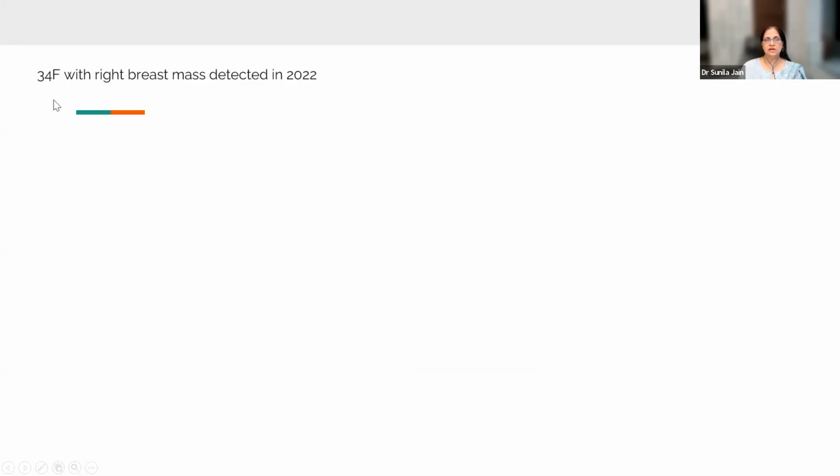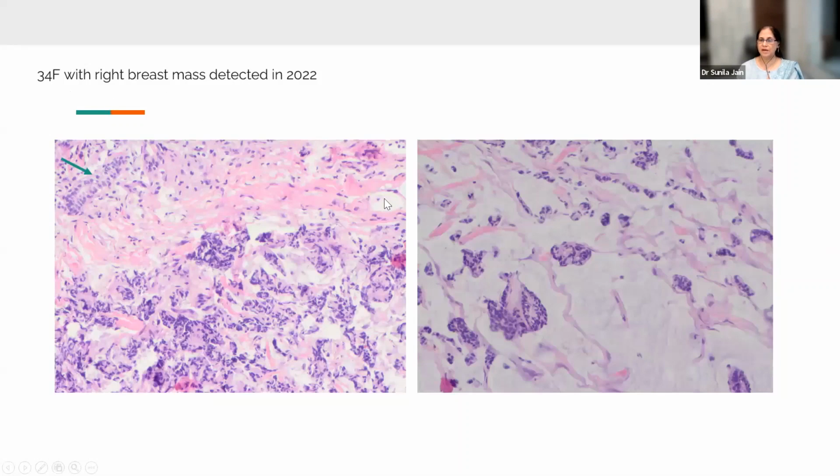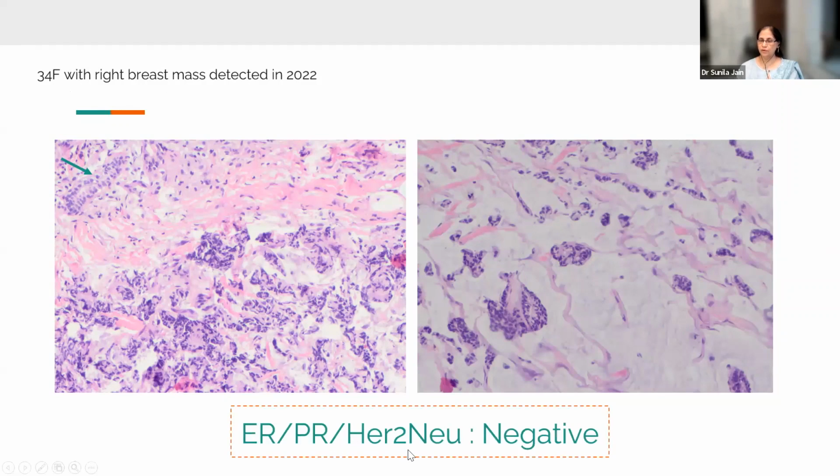Another case is a 34-year-old female from whom we received a breast mass biopsy in 2022. In this biopsy, we can see a cellular tumor, and this is a normal duct, and areas showing the tumor lying in pools of mucin. So this is a mucinous adenocarcinoma. When we conducted ER, PR and HER2/neu, they were negative. So this was a clear-cut mucinous adenocarcinoma, which can occur in the breast.